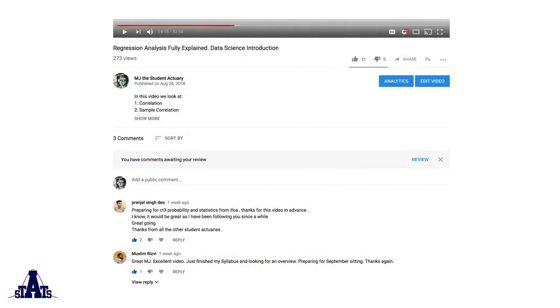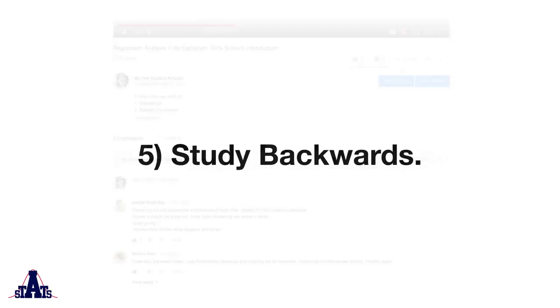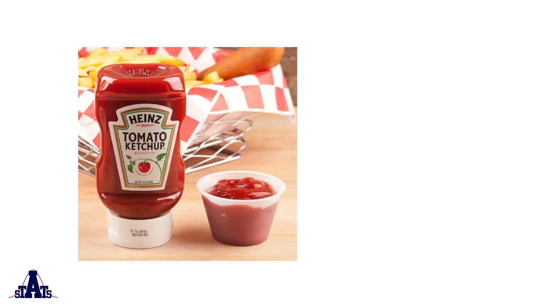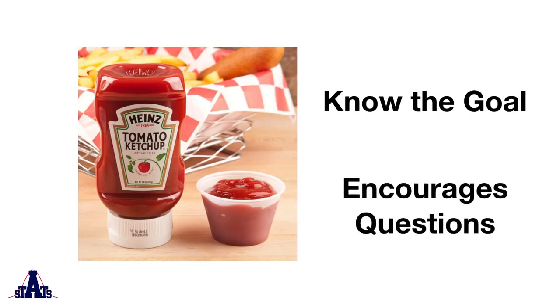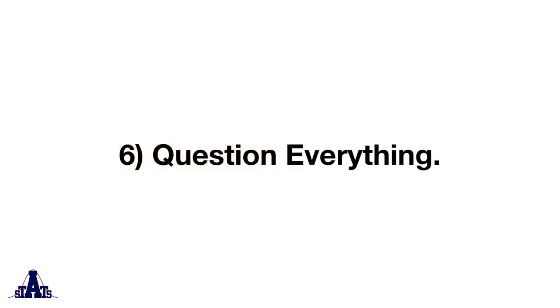But I would almost recommend watching this video in the beginning. So I know regression is one of the later chapters, but there is a little bit of a trick to studying backwards. Just like how they took tomato sauce and flipped the bottle on its head and it just worked so much better. By studying something backwards, it can help you know what the end goal is, and it can encourage questions because you're like, what is this? How did I do this? Where does this come from? And that is step 6 to studying. You need to question everything.